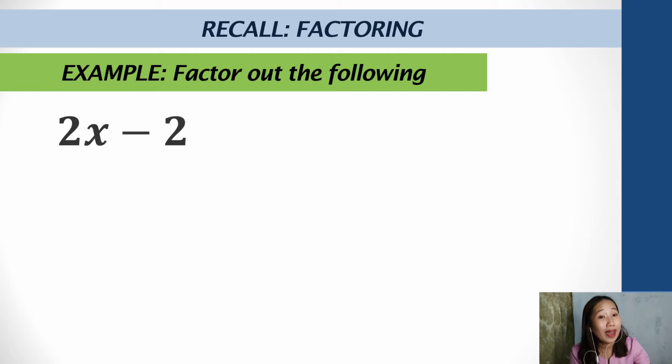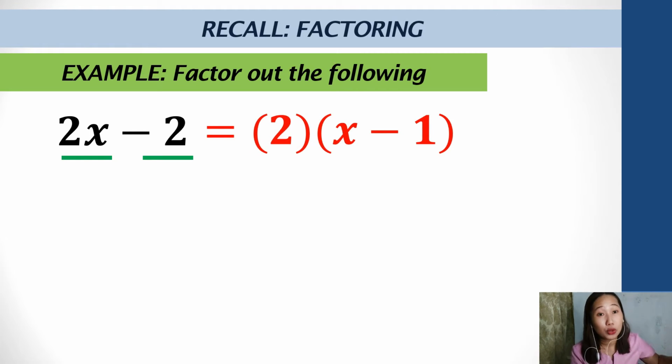Next one, 2x minus 2. Dito, medyo complicated na siya, pero dapat ay makuha mo yung GCF nung dalawang term, nitong si 2x tsaka ni 2. Ano ba yung GCF nila or yung common factor nila? Silang dalawa ay pwede mong ma-divide sa 2. And then, ilabas mo yung 2. Then, yung imumultiply mo sa 2 para maging 2x minus 2 ay x minus 1.